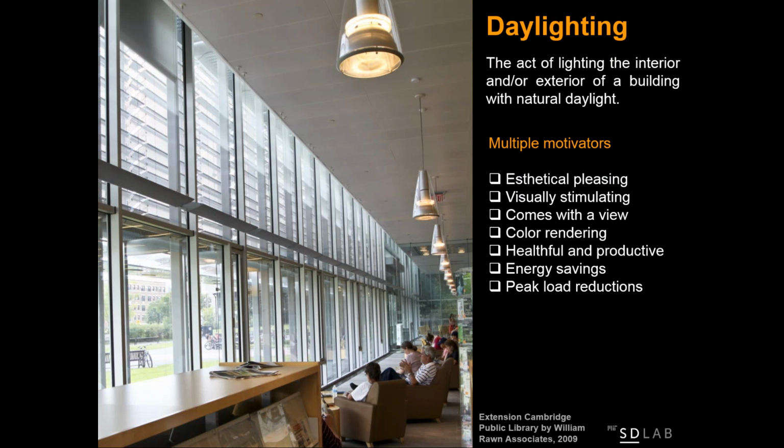So daylighting, of course, there are whole classes and books dedicated to the topic. What is daylighting? It's the act of lighting the interior and/or the exterior of a building with natural daylight. And I think a key motivator is just visible in the image that you see on the screen here, the Cambridge Public Library. If this weren't a curtain wall with a window and daylight coming in, if this were just a regular opaque wall, we would find it all very odd that people are looking there.